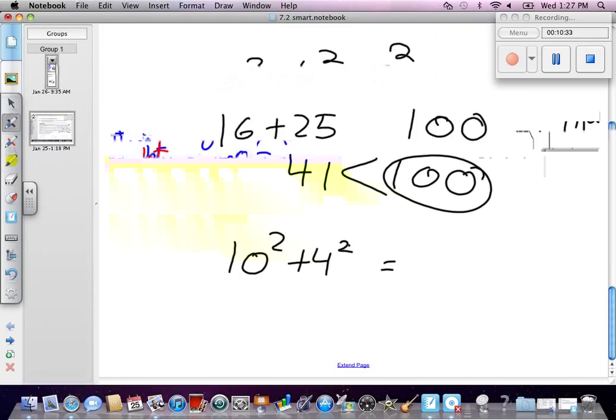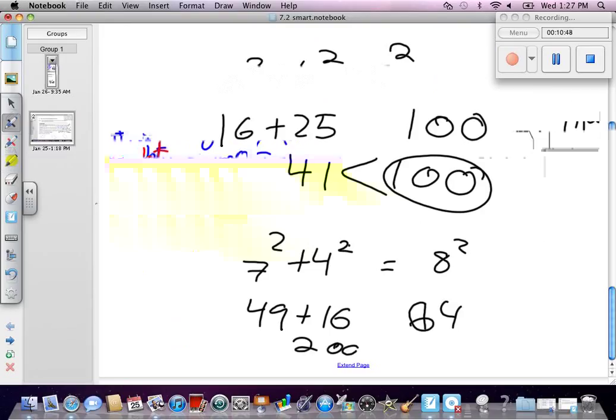If it was the other way around, if I had like 10 squared plus 4 squared equals, I don't know, 8 squared or something. That's not right, but we'll put 7 squared. So I get 49 plus 16 equals 64. If I get this is bigger, this is like 200 equals 64. I'm making it up, that's not correct. Well, I know this is my hypotenuse. The alligator is not eating it, so it is acute.